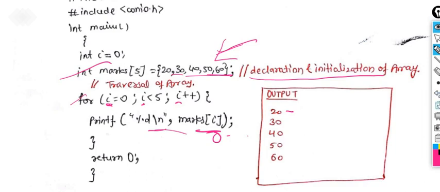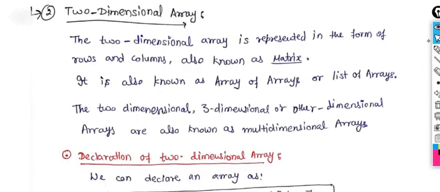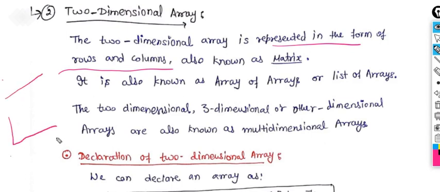Okay, so I hope it is clear to all. So next we have the two-dimensional array. Same thing, we are going to discuss the two-dimensional array also. A two-dimensional array is a representation in the form of rows and columns. Like in one-dimensional we have the x-axis only, in two-dimensional x and y, in three-dimensional x, y, z. So now we are going to discuss the two-dimensional array.